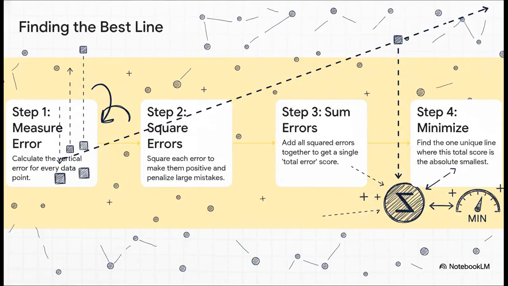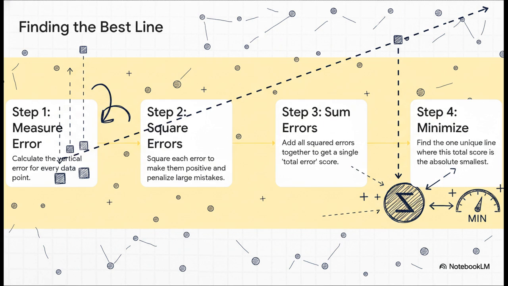Okay, so how does it do that? It uses a really cool mathematical trick. For every single data point, it measures that error, that gap we just talked about. Then, and this is the important part, it squares that number. Why? Two big reasons. First, it gets rid of any negative numbers, because a mistake is a mistake whether you're too high or too low. And second, it makes big mistakes really count. A small error stays small, but a big error gets huge. Then, it just adds up all those squared mistakes to get one final total error score.